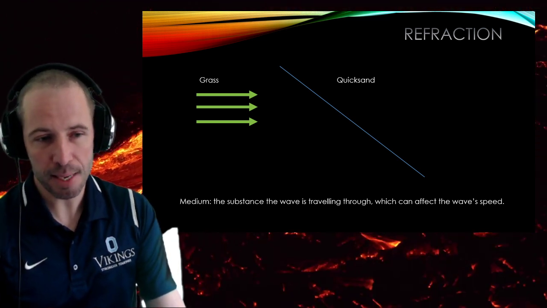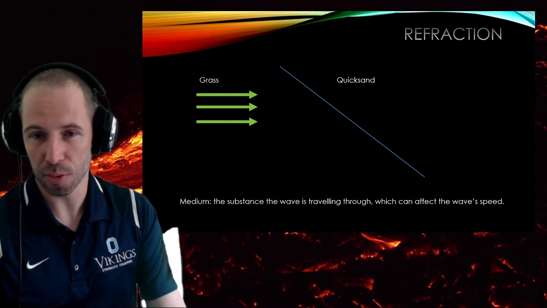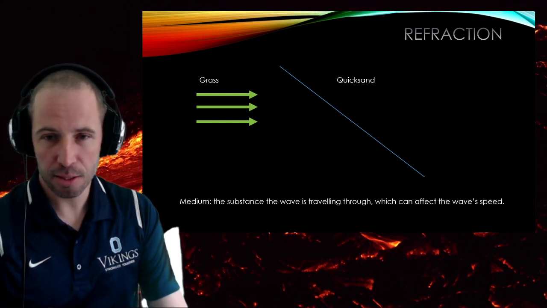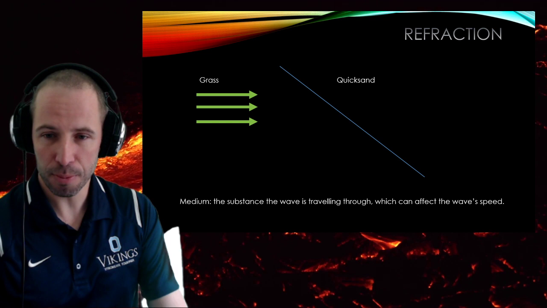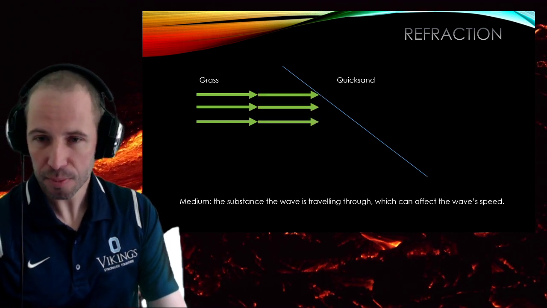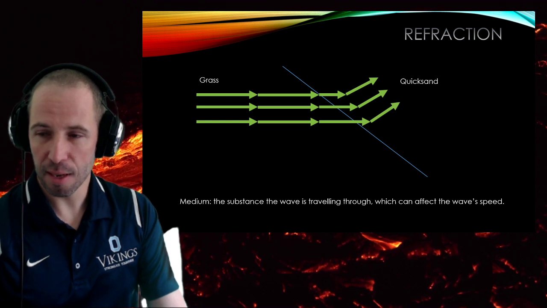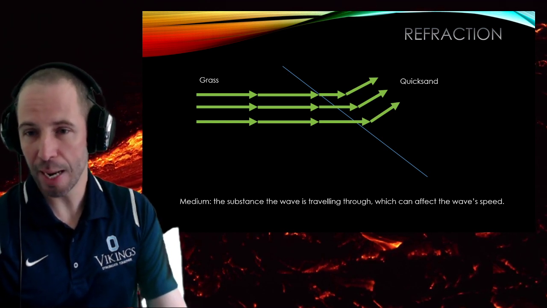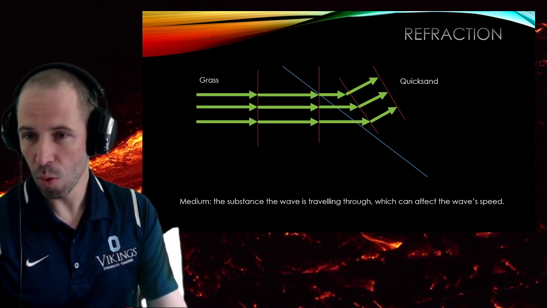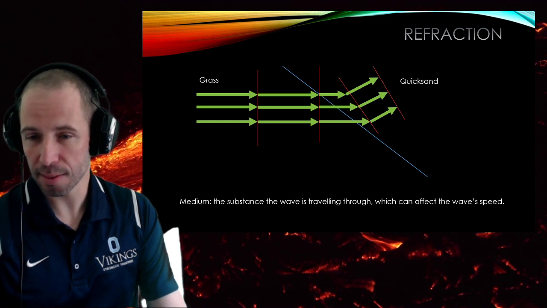And again, vocab words, medium means the substance the wave is traveling through. Refraction means a direction change because of a change in medium for a wave. So they're going along, top one gets stuck, wave pivots upward, and you can see that in either a ray model, which are the green lines, or a wavefront model, which are the red lines.